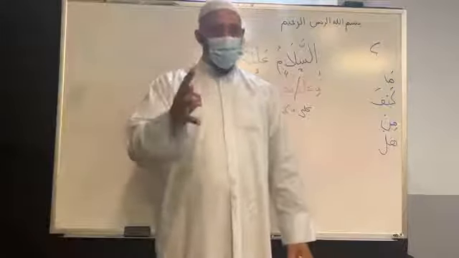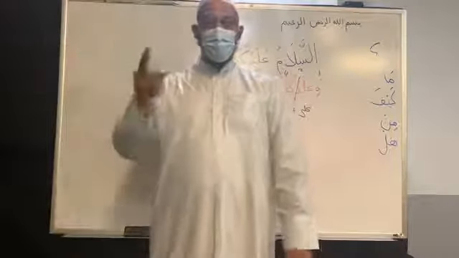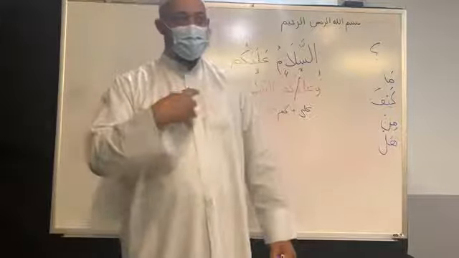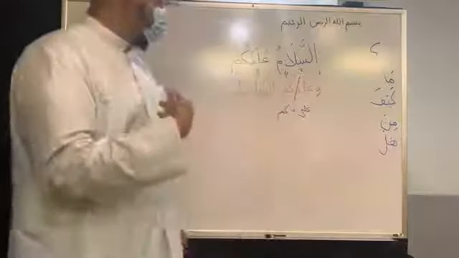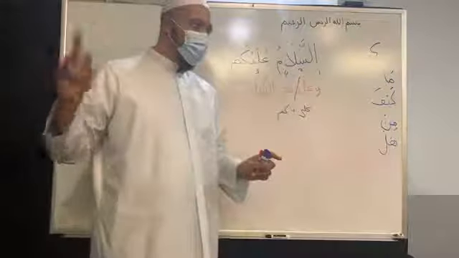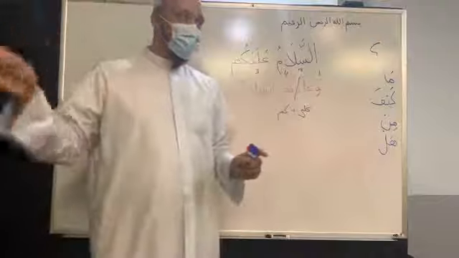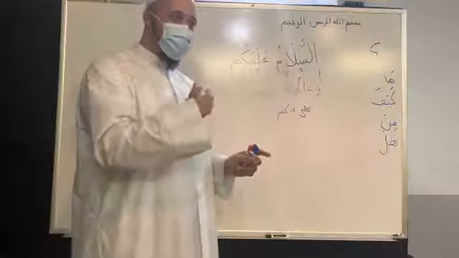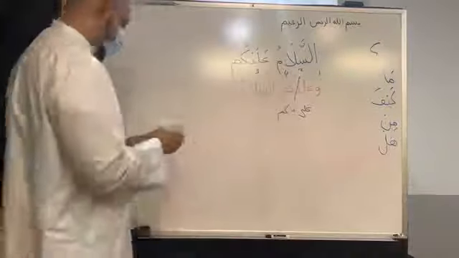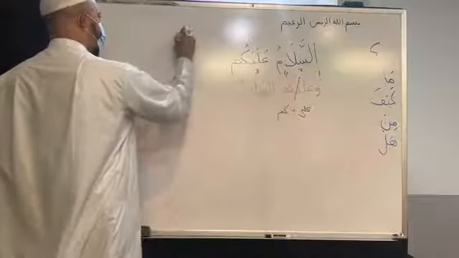Anta, antum, ana, nahnu. Hu, hum, ka, kum, I, na. Okay? That's the order that it is. Practice that frequently. Huwa, hum, anta, antum, ana, nahnu. Hu, hum, ka, kum, I, na. Okay? Again, you should be able to just write it in your sleep.